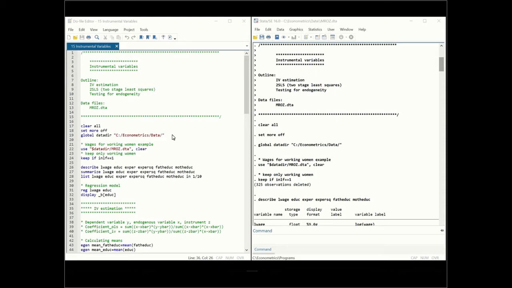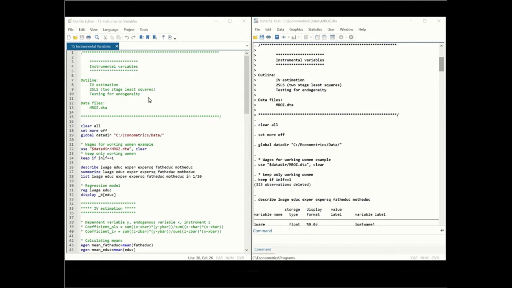So today we will talk about instrumental variables, and the outline of this presentation would be to talk about the IV estimation and then the two-stage least squares estimation, both for simple and multiple regressions. And then we will finish with testing for endogeneity.